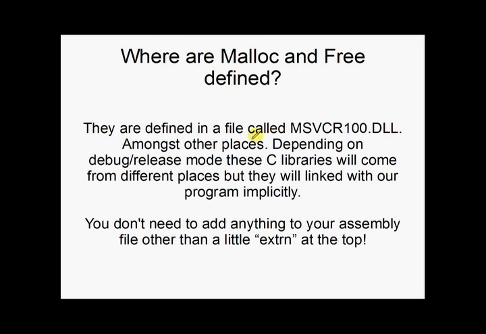Where are they defined? Well, they're defined in a few different places depending on whether or not you're using debug or release mode. But these little C libraries, or these basic memory operations, are defined in C libraries that are being linked to our program implicitly. So we don't really have to worry about where they're coming from. But all we've got to do at the top of our assembly file is indicate to the assembler that there's two little functions that we're using and they're defined externally.